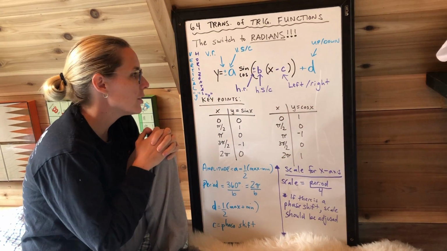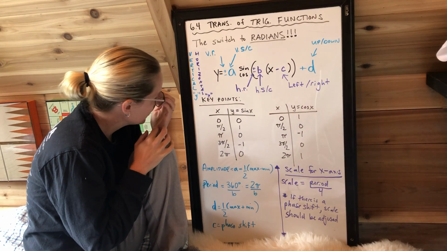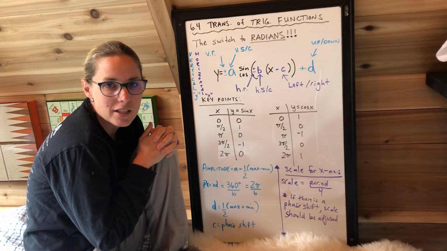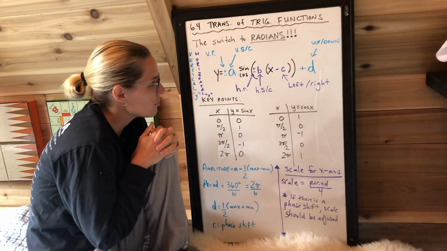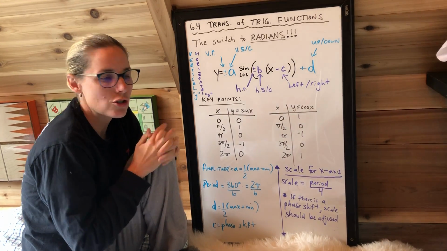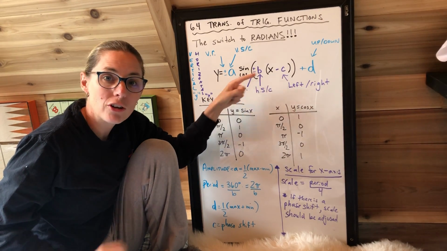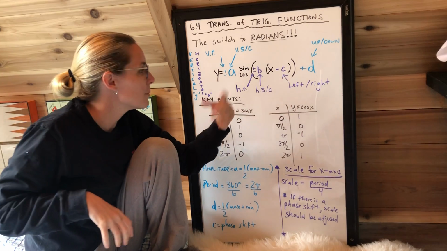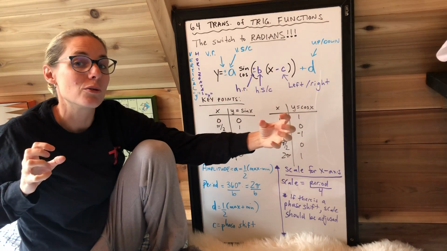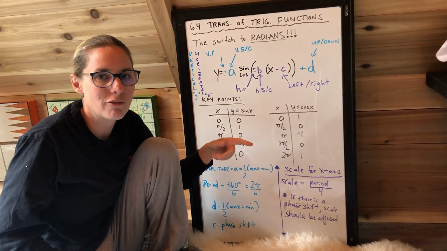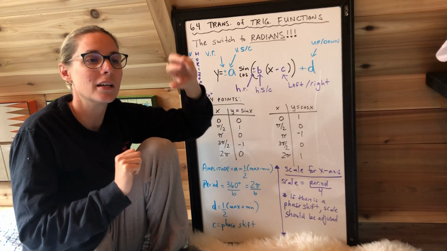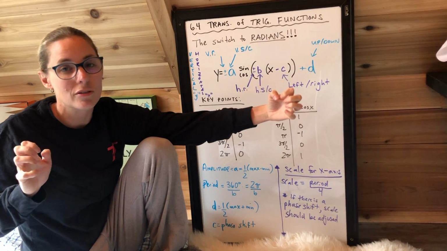If your b value is between 0 and 1, a fraction, say, a third, a half, 4/5, doesn't really matter, then it's a horizontal stretch. It's pulling it this way. If it's a b value of 1/3, it's a stretch by 3. If it's a b value of 1/2, it's a stretch by 2. If it's a b value of, say, 4/5, it's a stretch by, find the reciprocal, 5/4.